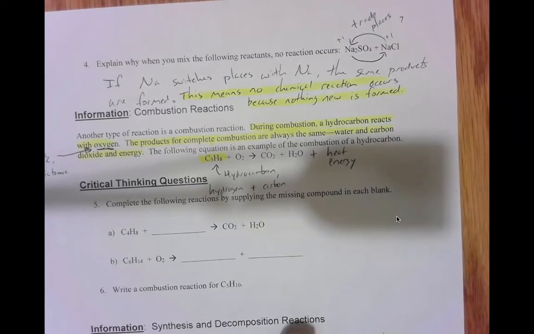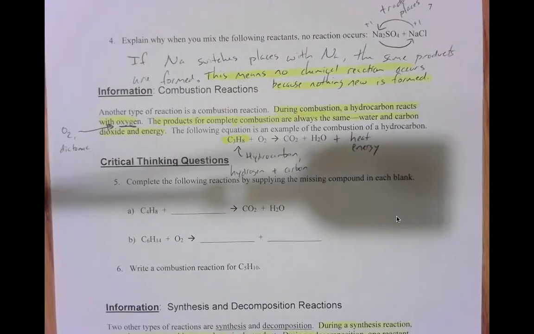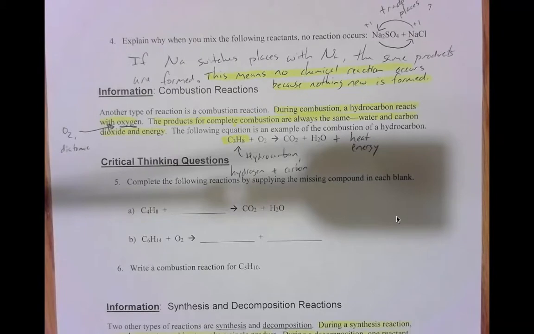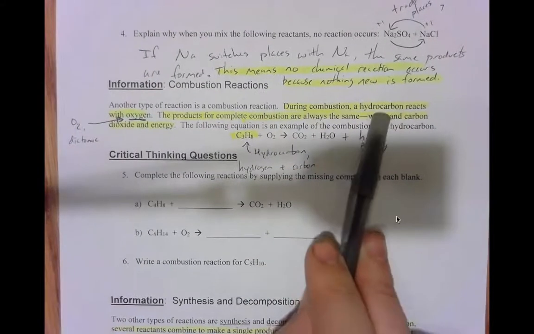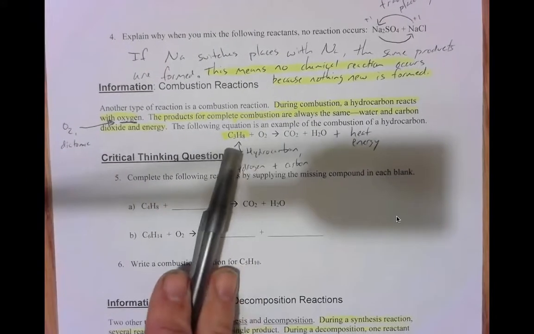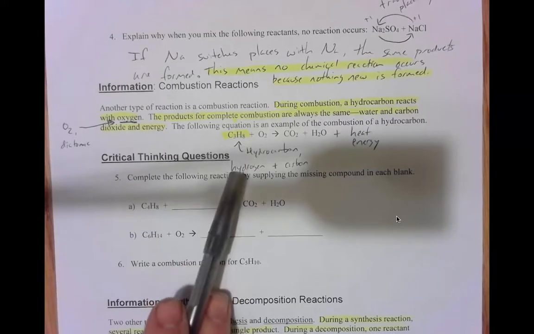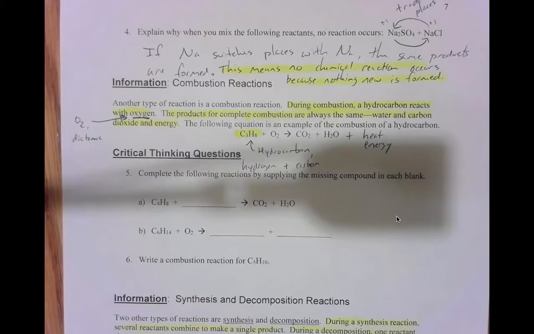The next piece of information: we have another type of reaction called combustion reactions. So combustion reactions end up being pretty easy because they tend to be the same every single time. In a combustion reaction, your reactants are always a hydrocarbon and oxygen. So down here, I kind of highlighted the C3H8. That's your hydrocarbon. It's exactly what it sounds like. Some amount of hydrogen combined to some amount of carbon. So it's always some amount of hydrogen with some amount of carbon. That's your hydrocarbon. It tells you what it is in the name.